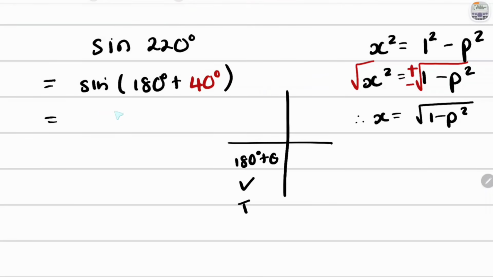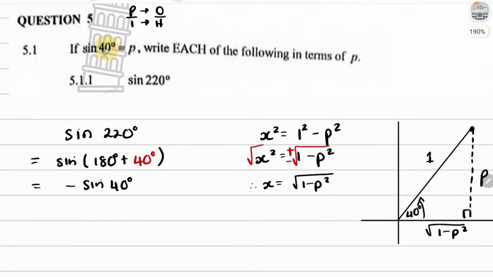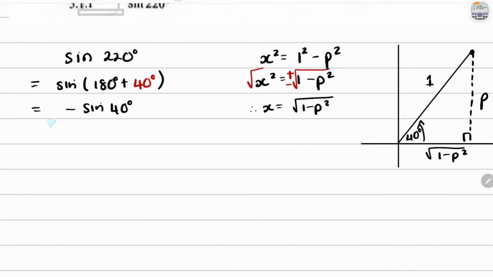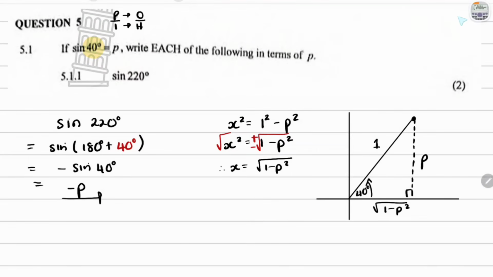If you reduce this, you get negative sine 40 degrees, because sine is negative in the tan quadrant. Then what is negative sine 40 degrees? Well, if sine 40 is p, negative sine 40 would be negative p. And that's our answer there. Okay, moving on to the next question.